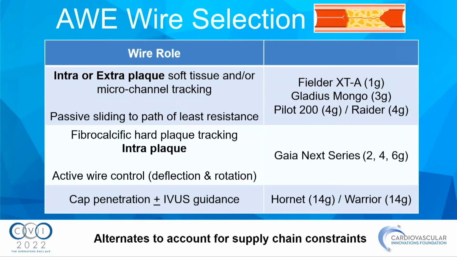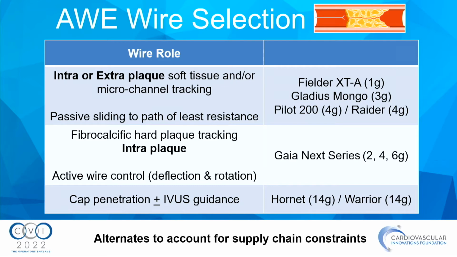I group wires for antegrade into 3 categories. So there's intraplaque or extraplaque jacketed wires. These wires are really meant to find the path of least resistance. You're not wiring anything. You're introducing these jacketed wires to the plaque, and then the wire is finding the path of least resistance. This may be intraplaque, this may be extraplaque. It's sort of irrelevant. It's finding the path of least resistance. That's its job. And then you have to move on from there depending on how the wire responds.